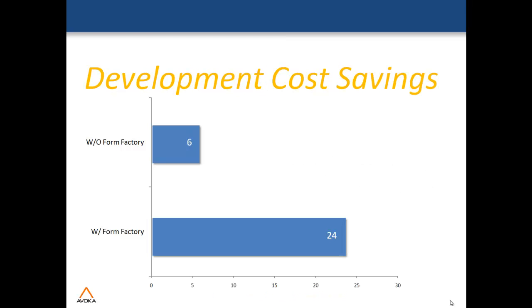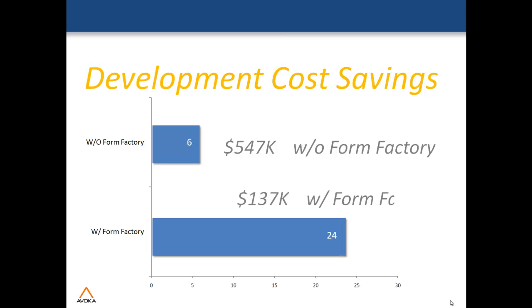So those dramatic productivity gains turned into significant cost savings for the development of the first 100 forms. Using LiveCycle Designer and developing 6 forms over a 3-month period, the creation of the first 100 forms for use by the internal field force would take about $547,000. Using Form Factory, that would be reduced to a development cost of about $137,000. That's a 75% reduction in development cost for the development of the first 100 forms of this project.